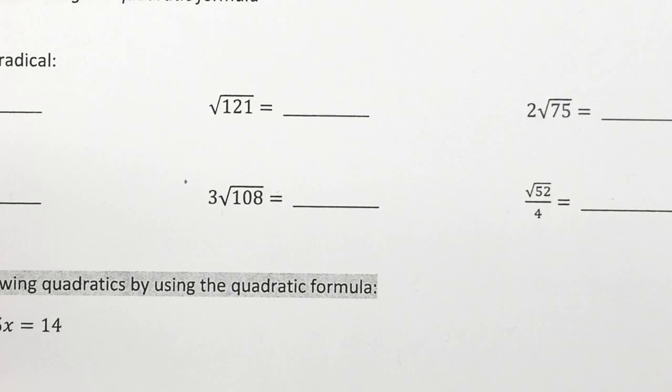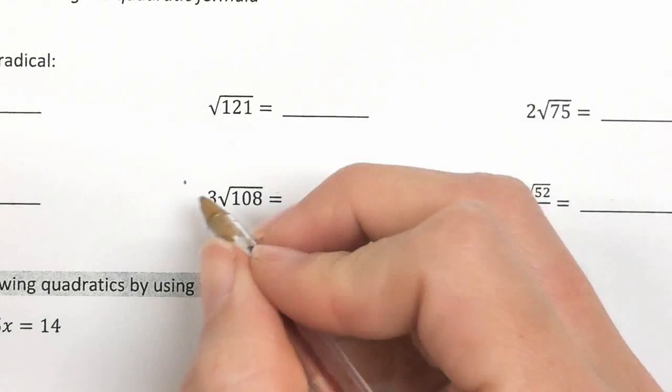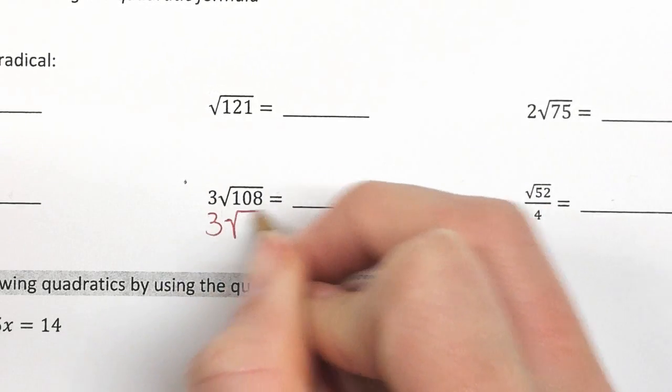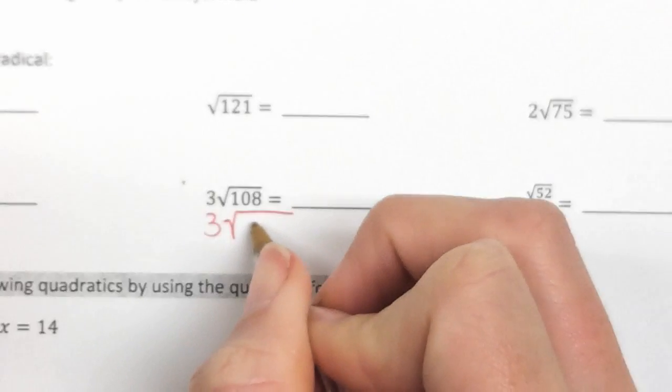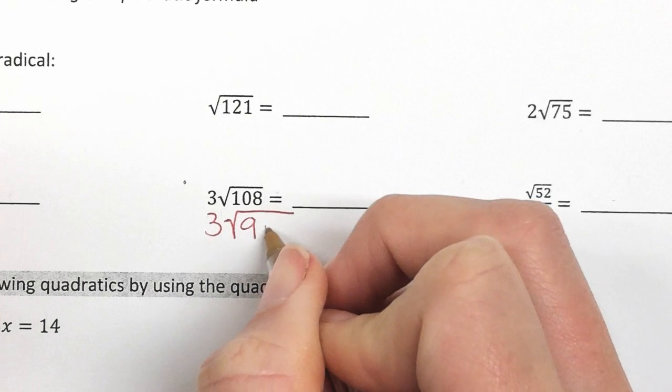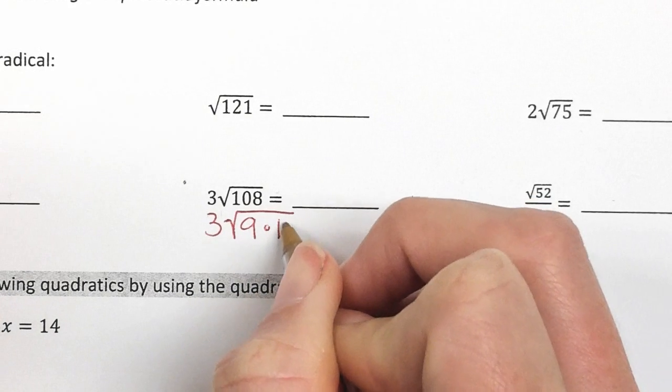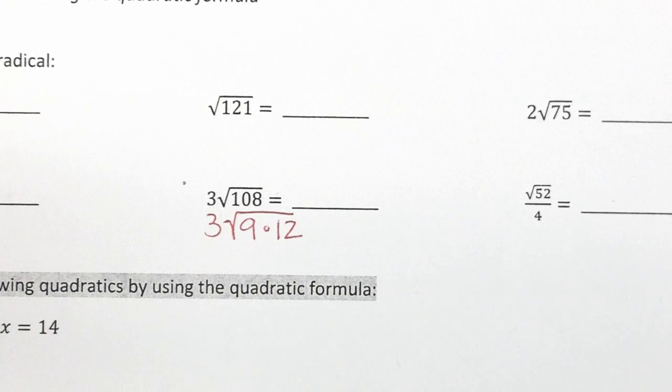Okay, so first we're going to do 3 square root of 108. Are there any perfect squares that can go into 108? Can 12 go into 108? 12 can go into 108 how many times? 9. Good. And 9's a perfect square. So instead of 108, we can put what? 9 times 12. Good. But from here, are there any perfect squares in 12?